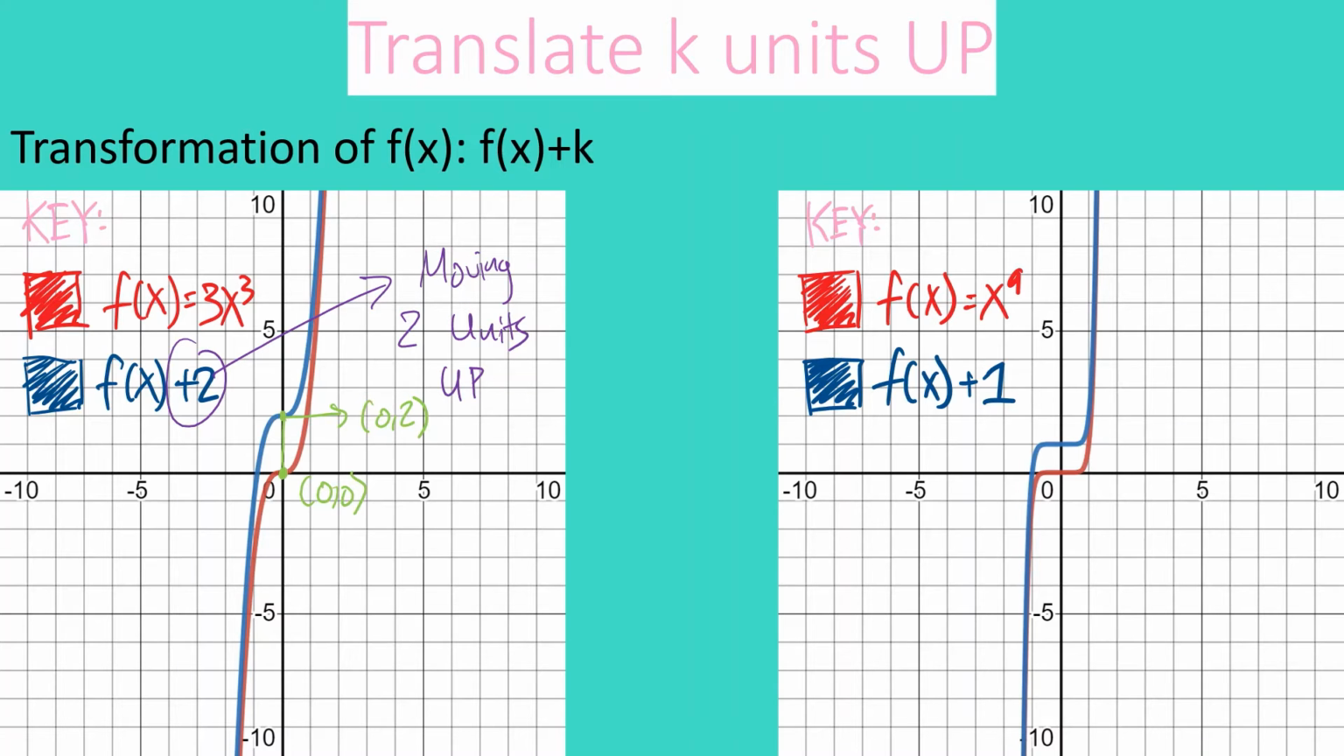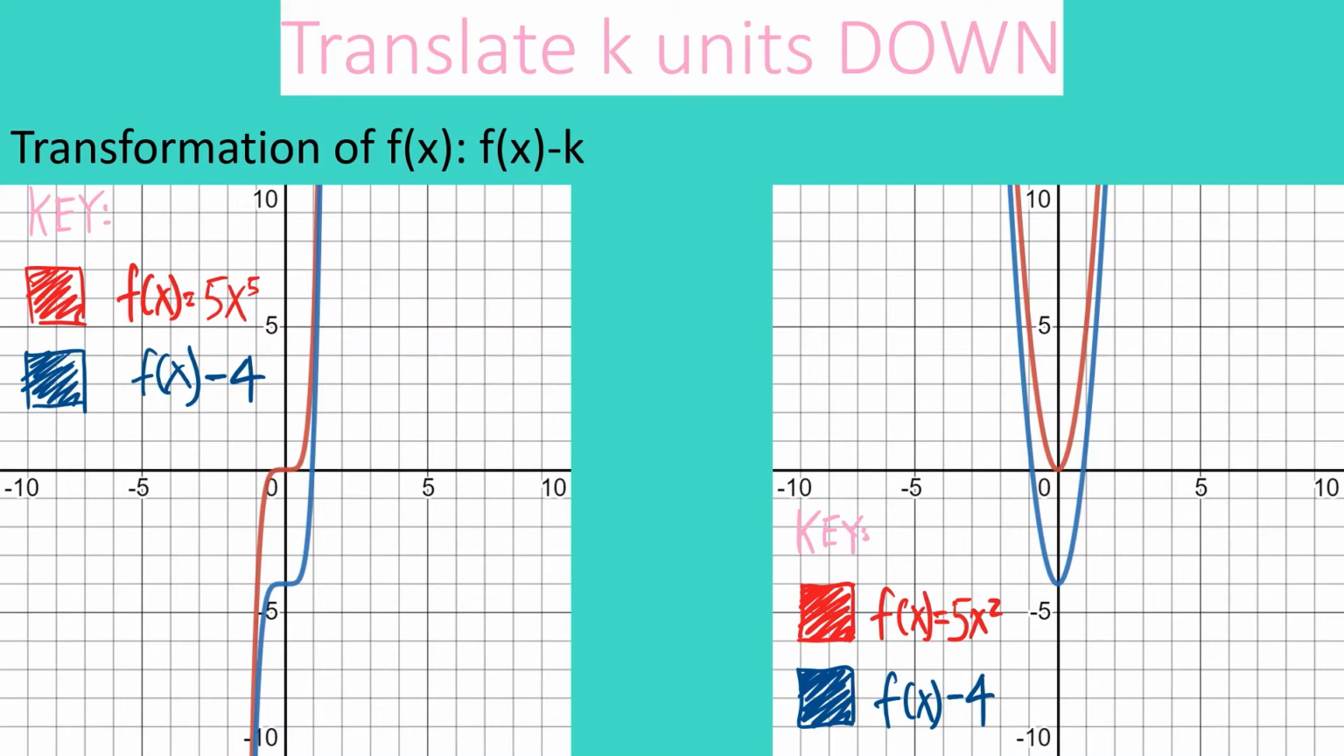Let's look at the second graph. The second graph we have x to the ninth power, and we have f of x plus 1. This f of x plus 1 means 1 unit up. Alright, so let's look at the original function's origin, which is at 0, 0. Move 1 unit up, and we get to the point 0, 1. So that shows translating 1 unit up.